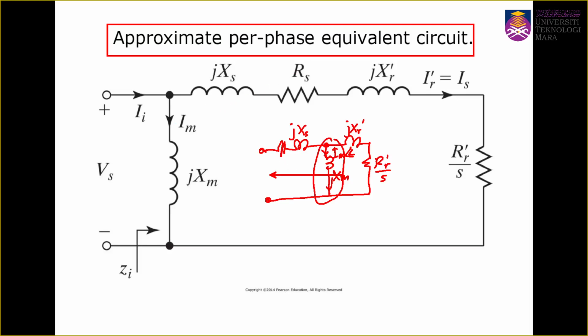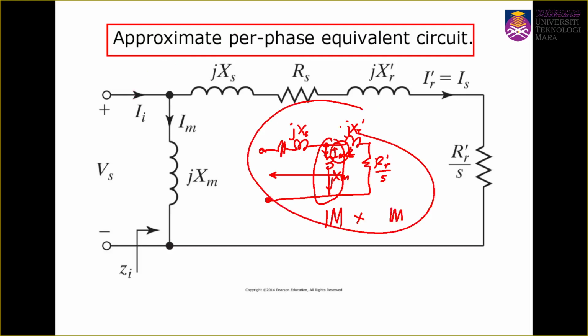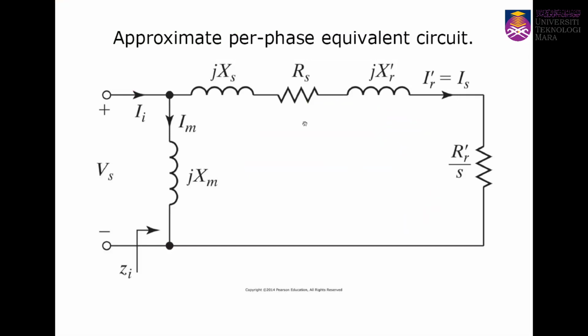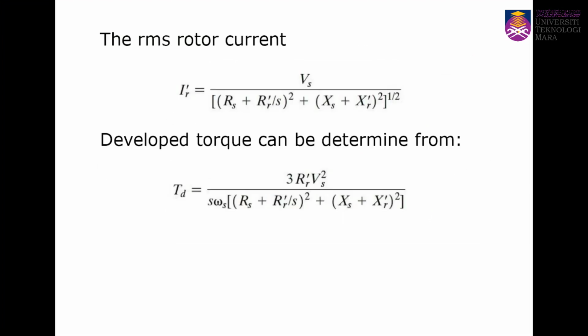in which, for the induction machine, it is hard to do that approximation because IM is not really small. But for the analysis, sometimes we may use the approximation to simplify the explanation. We sometimes use this approximate per phase equivalent circuit for IM. Normally this is used for a transformer, right? Transformer.